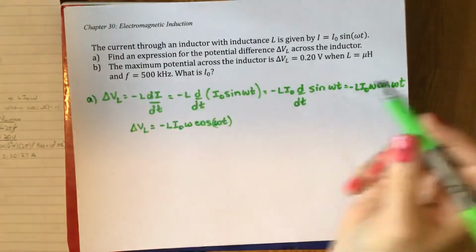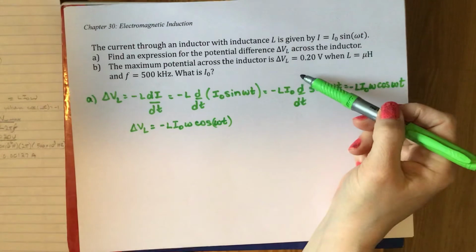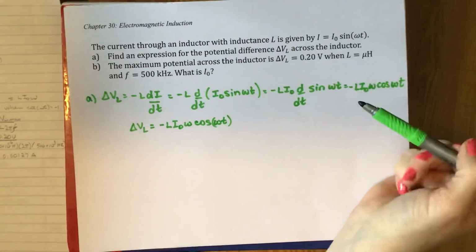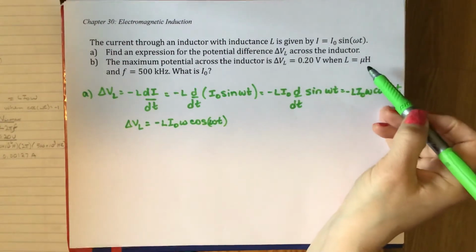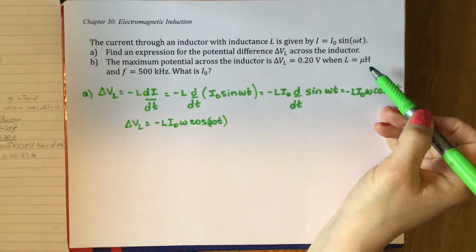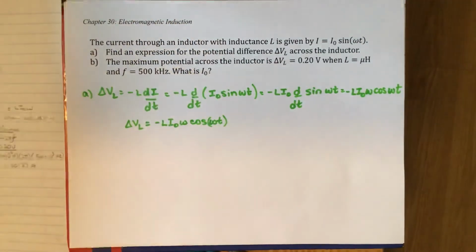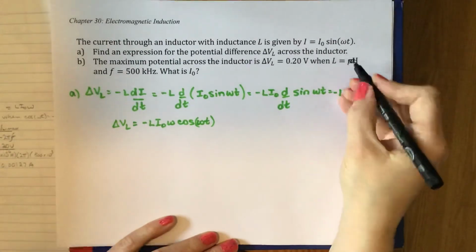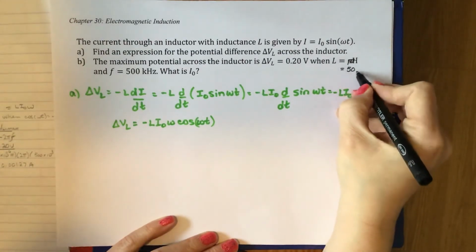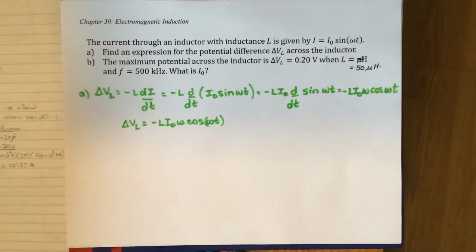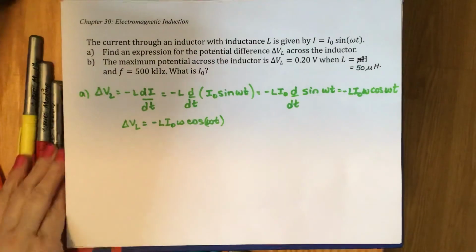So that's part A. Part B: the maximum potential difference across the inductor is 0.20 volts when L equals what microhenries? I must have forgotten to write that down, sorry. L, the inductance, is 50 microhenries. I'll fill that in right now. L equals 50 microhenries. Sorry. And the frequency f is equal to 500 kilohertz. So let's see how we can use that to figure out what the maximum current is.